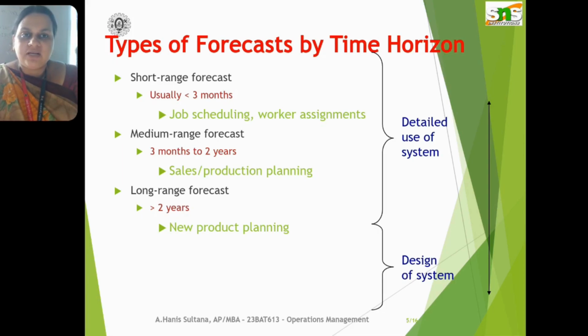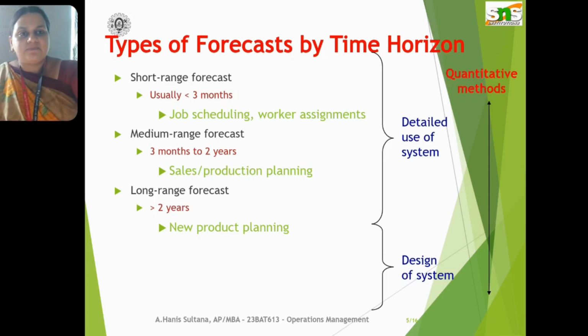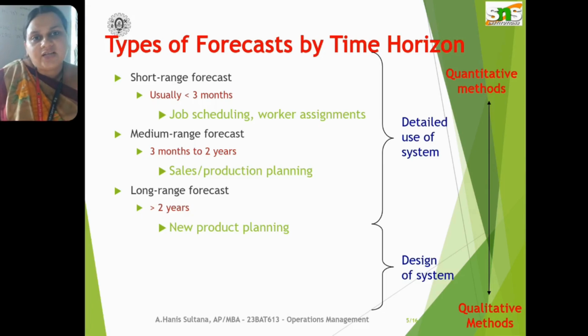If you want to know about short range forecast, we can quote examples like job scheduling and worker assignments, short assignments on a quarterly basis. If we need data on a quarterly basis, we can go for short range. If it is medium range, we can say sales or production planning. We have come to the end of the production stage, and now we are into marketing and channels of distribution. How we fix the channel of distribution, what the promotion strategies are, how the marketing mix helps the product reach the market, and what the product line is. These are the things we can plan in the medium range forecast.